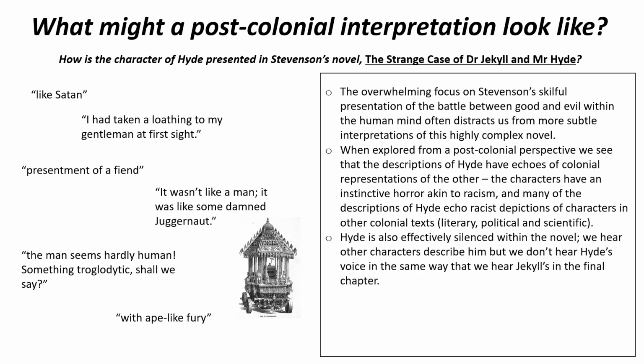Hyde is also effectively silenced within the novel. We hear other characters describe him, but we don't hear Hyde's voice in the same way that we hear Jekyll's in the final chapter. So in that final chapter, chapter 10 of the novel, Jekyll gets an opportunity to explain in depth how he's created Hyde, the reasons behind that, the science behind that, his experience of that, the fact that he's torn between enjoying being Hyde because it makes him anonymous in his nightly activities, but at the same time the horror that he has when he becomes Hyde because he's committing acts which are deeply immoral. And so Jekyll gets that opportunity to really talk through his experience.